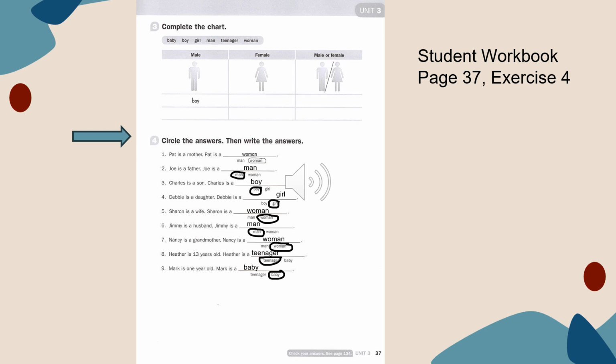Sharon is a wife. Sharon is a woman. Jimmy is a husband. Jimmy is a man. Nancy is a grandmother. Nancy is a woman. Heather is 13 years old. Heather is a teenager. 9, Mark is 1 year old. Mark is a baby. How did you do? Did you get them all?